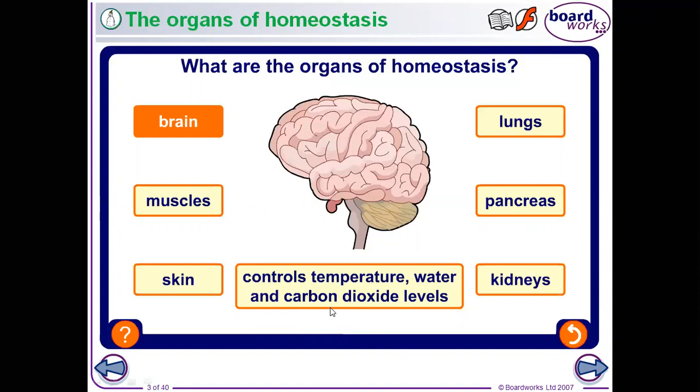And the carbon dioxide level will also be maintained by the brain. When the carbon dioxide level increases in our body, the carbon dioxide reacts with water and makes carbonic acid. That carbonic acid is detected by the brain, and the brain sends a message to the breathing system, and your breathing rate will increase. As a result, carbon dioxide will come out from your body.